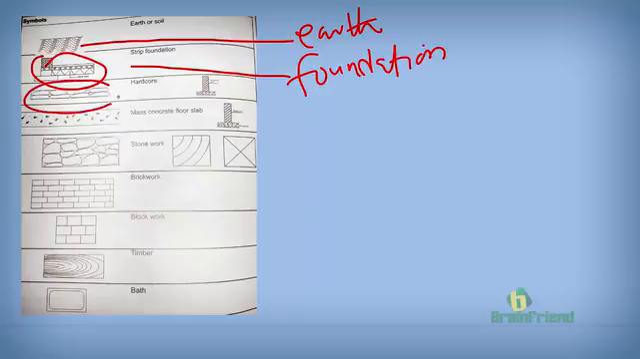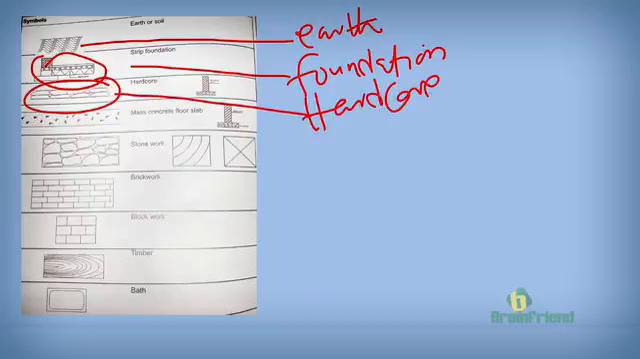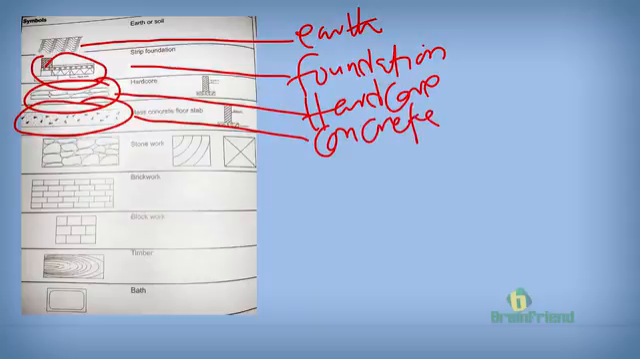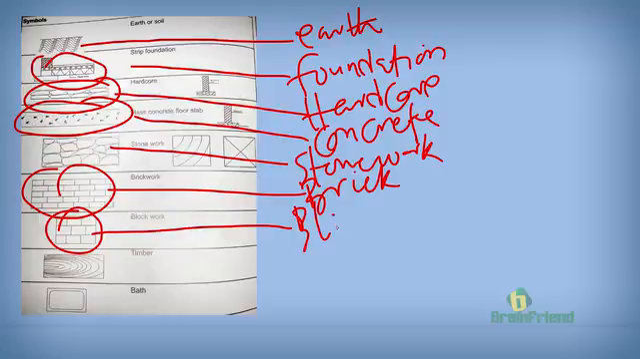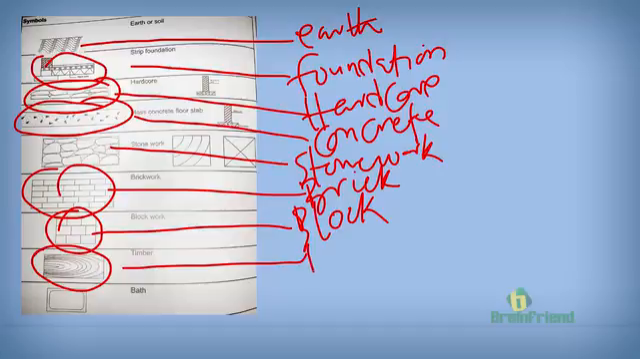This symbol here is used to represent the hardcore fillings. This symbol here is also used to represent concrete fillings. And then this symbol here is used for stonework. And then this symbol here is used for brickwork. This one here is used for blockwork. And then this symbol here is used for timber, wood.